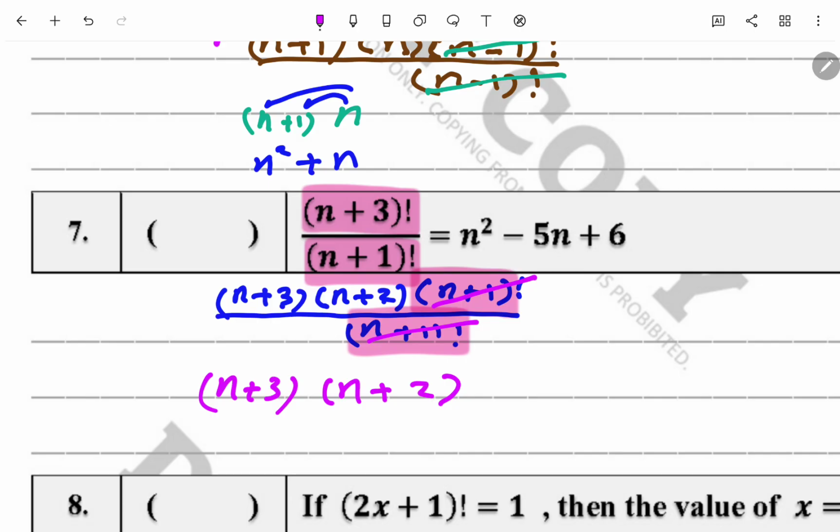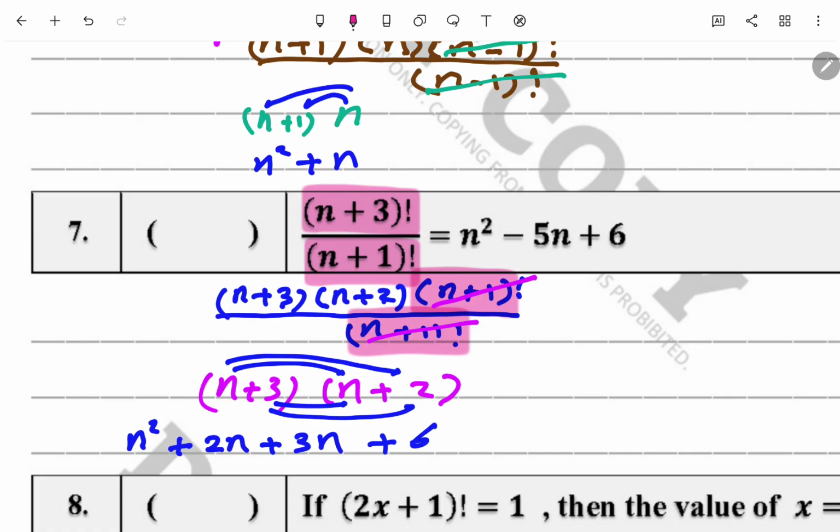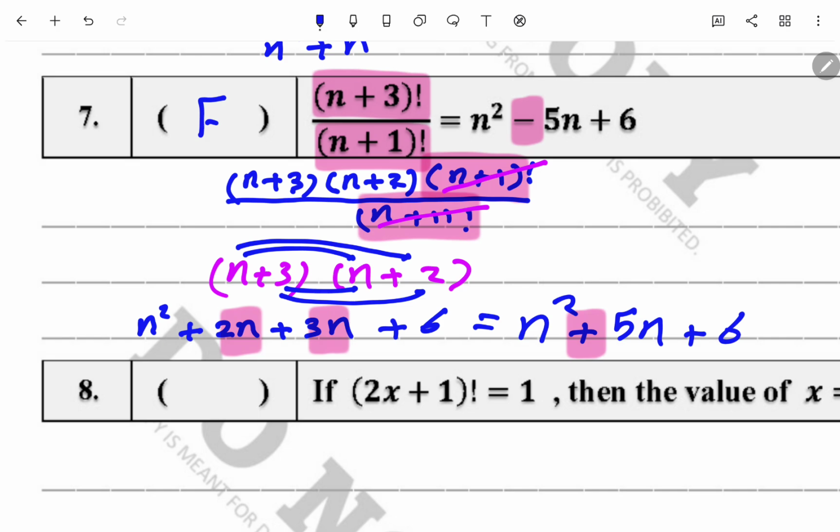To expand this bracket, I can multiply each: n times n and n times 2, then 3 times n, then 3 times 2, and that will give you n squared plus 2n plus 3n plus 6. By adding like terms, you can get n squared plus 5n plus 6. By comparing the signs that you have, here plus and here minus, these are different, and that will make it false.